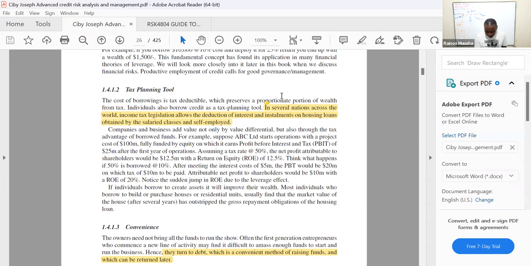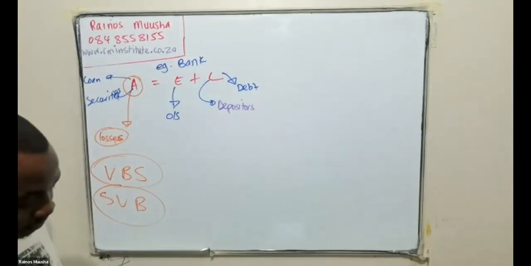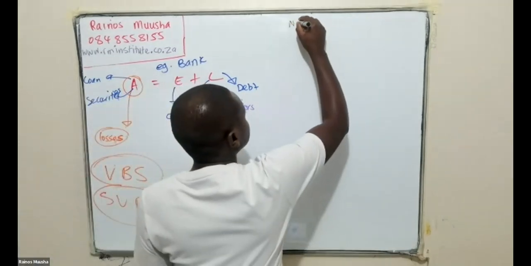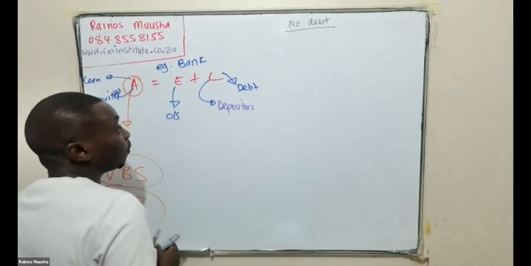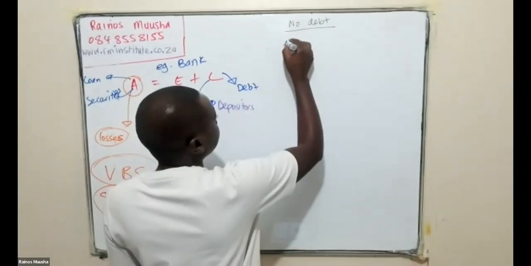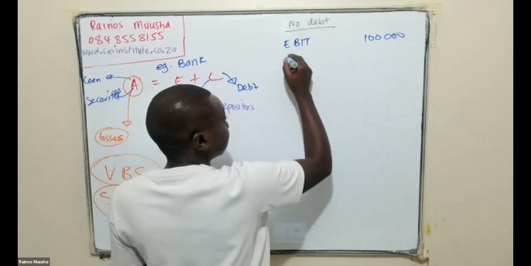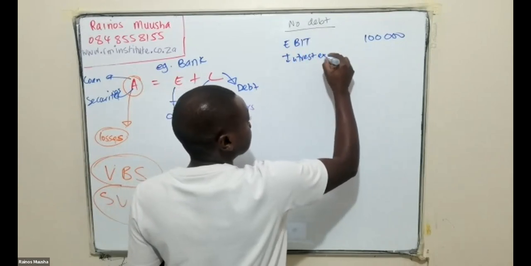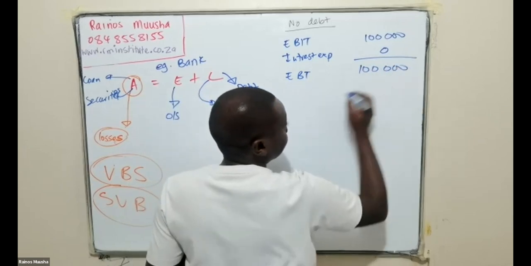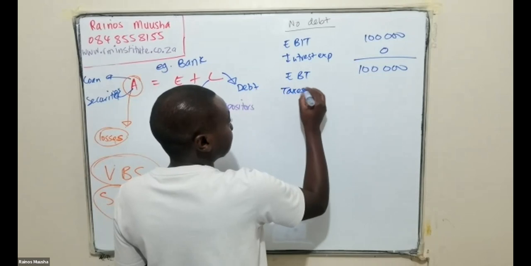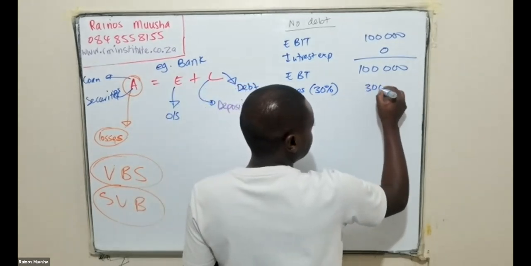To understand this better, let's look at a company that has credit. Remember, credit basically means that you're using debt financing, right? So when you look at a company with no debt, for example, when they prepare their financial statement, it would say earnings before interest and tax, let's say it's 100,000. If the company has no debt, their interest expense is also going to be zero, which means that the earnings before tax is going to be 100,000. And if your taxes are at, say, 30%, the company is going to be paying 30,000 in taxes.